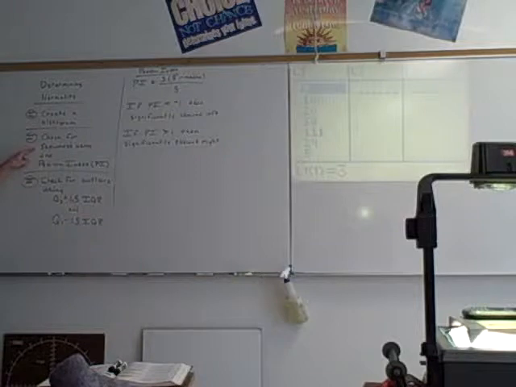Secondly, we're going to check for skewness. We're going to use something called the Pearson index. And that will help us determine whether a set of data is significantly skewed left or significantly skewed right or not significantly skewed. And the third thing we're going to do is check for outliers using a formula.